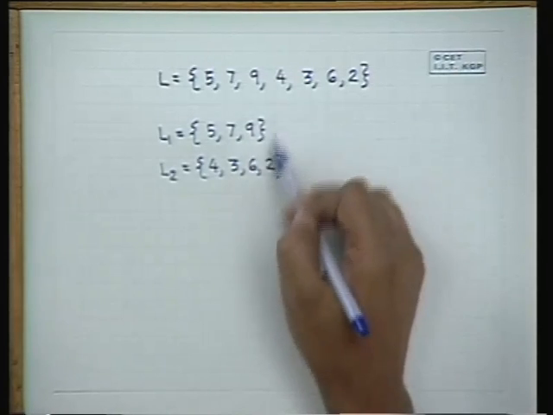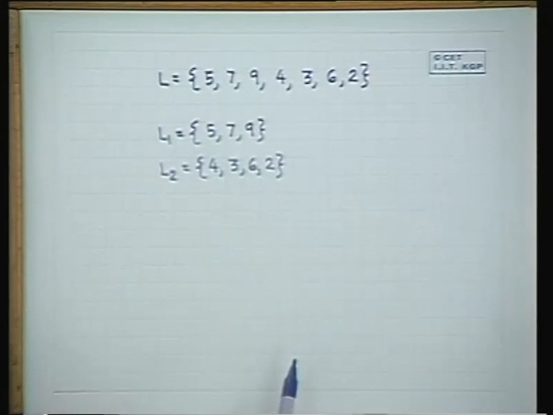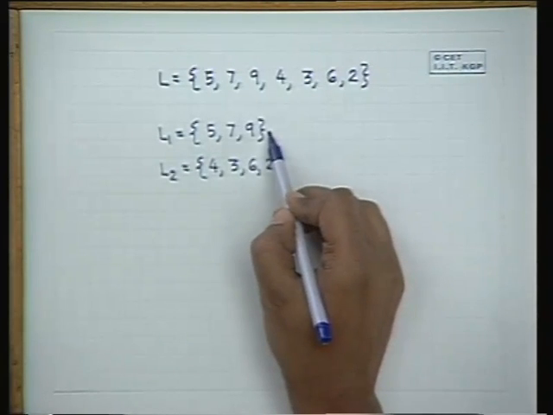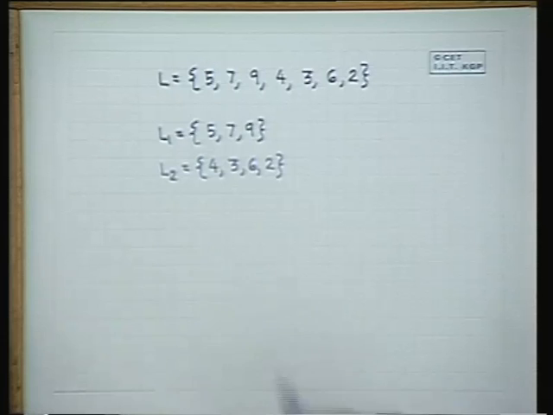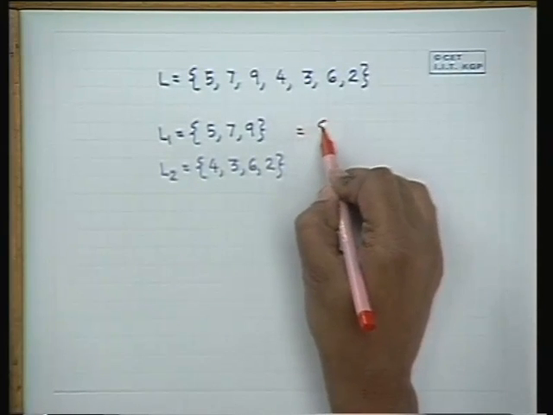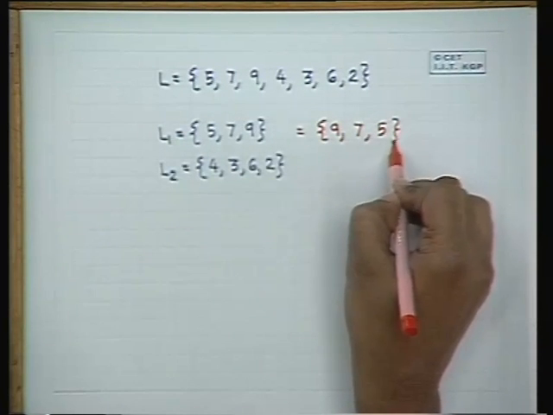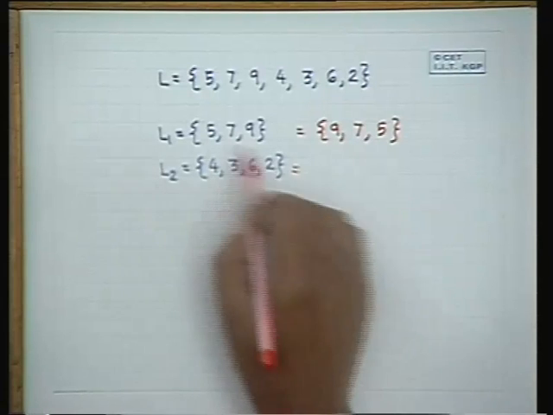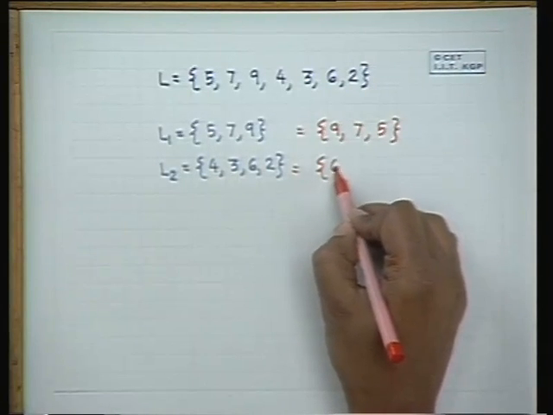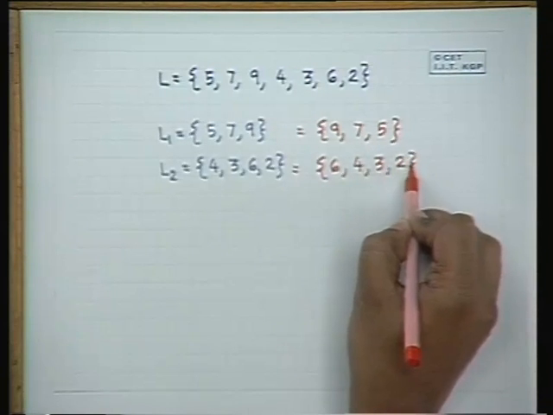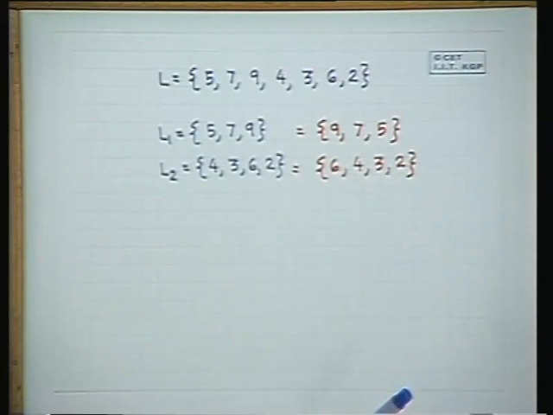Now I inductively sort this and sort this. How I will inductively sort these two, I will see later on. But if I am able to sort this and obtain, after sorting, what will I get? 9, 7, 5. After sorting this one, I will get 6, 4, 3, 2. Now can I combine these two to get my original solution?